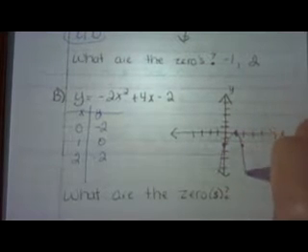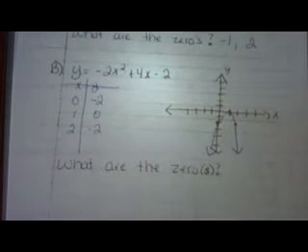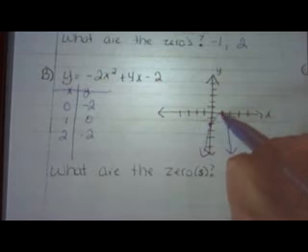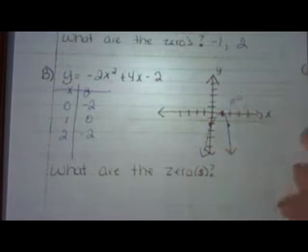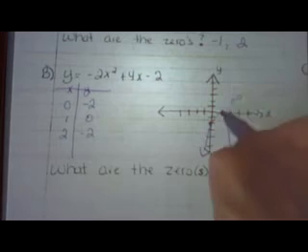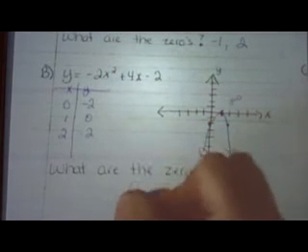Well, how many zeros of the function do I have? I can see I have one x-intercept, therefore y equals 0. Therefore, I have 1 zero, which is at 1. What are the zeros? 1.